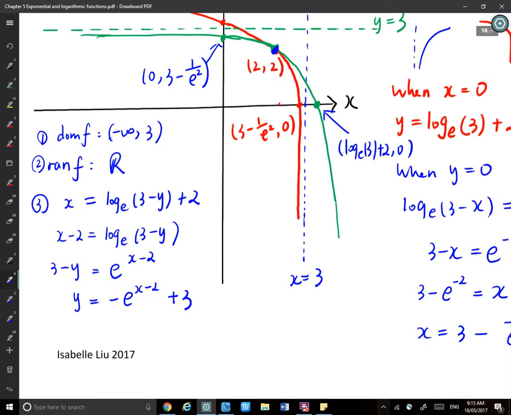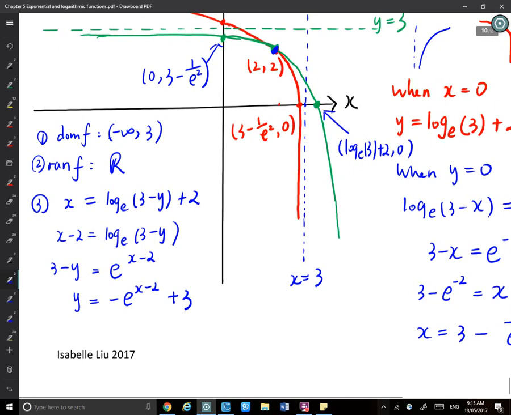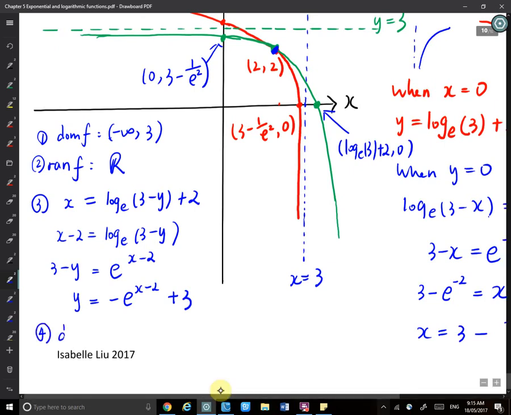Therefore, you have y equals 3 as the asymptote. Number 4, the domain of f inverse is the range of f, which will be R. Number 5, the range of f inverse will be the domain of f, which is negative infinity to 3.